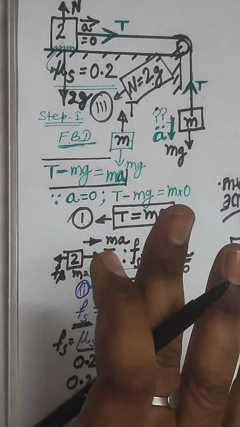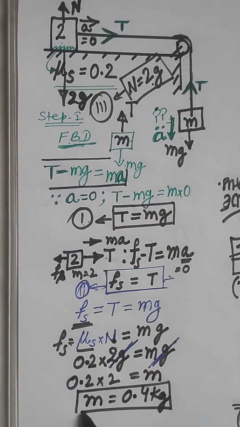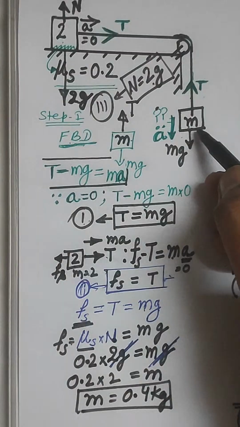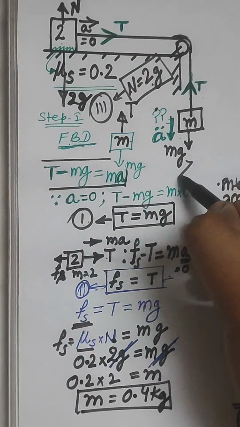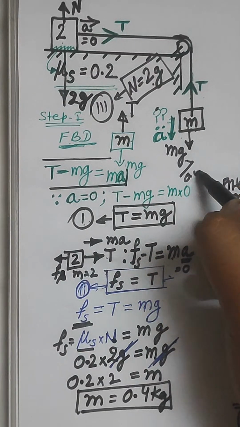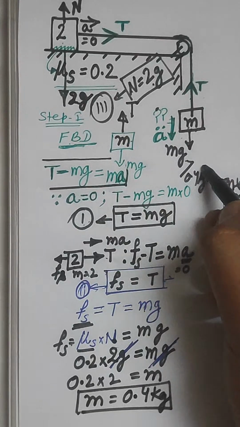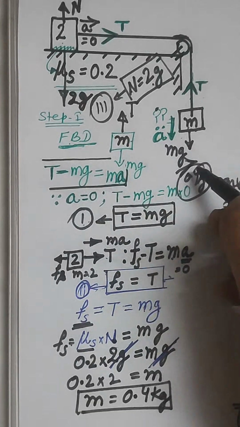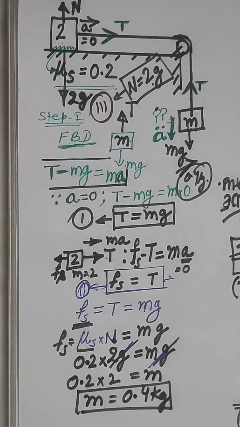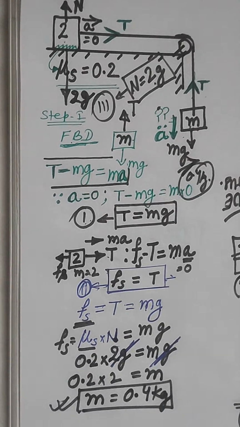That means this is holding it, right? So the hanging mass should be greater than or equal to 0.4 kg, just in case you want to move it. So that's why m equal to 0.4 kg is the value which is asked in the question.